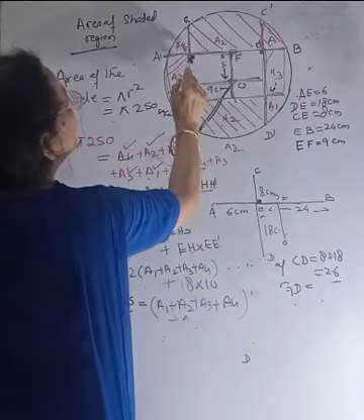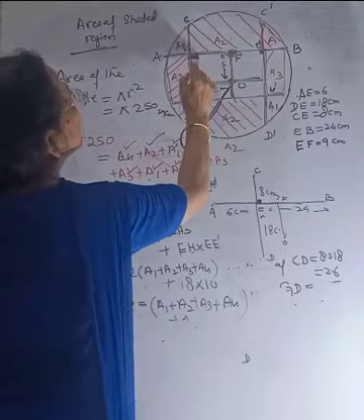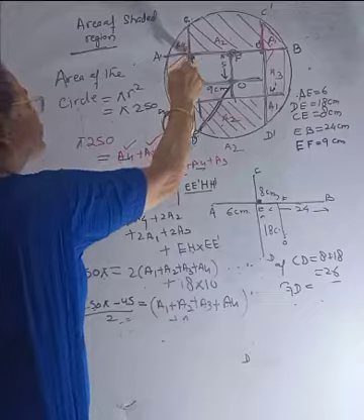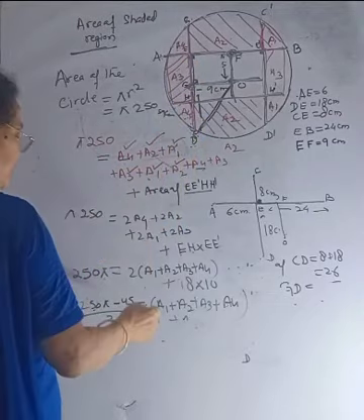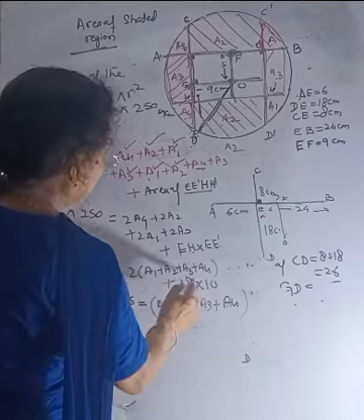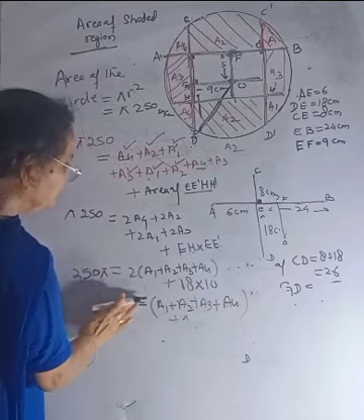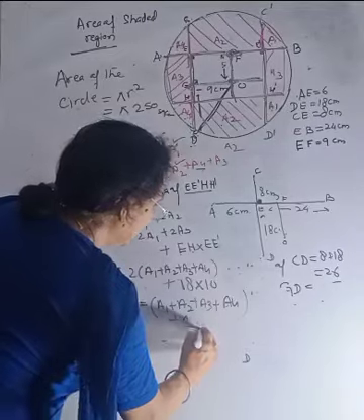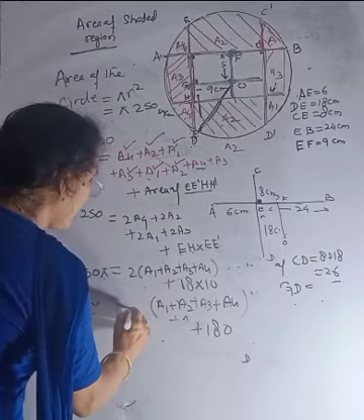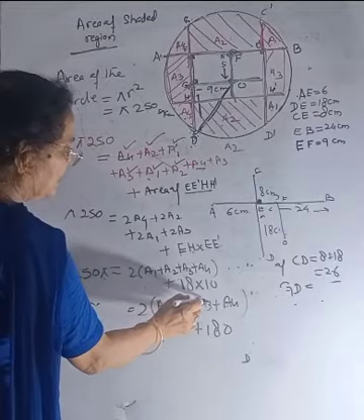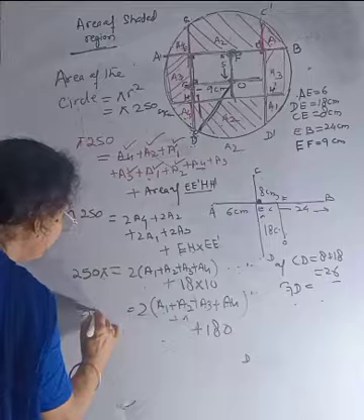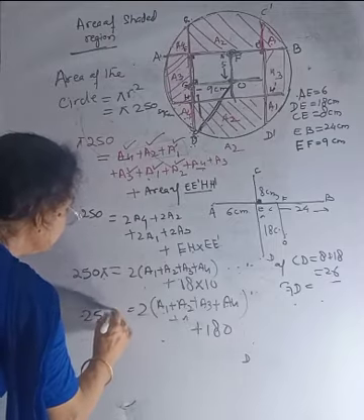Sorry for the mistake, because this is just the half point. So this is 9, then this will be 9. This we have calculated as 5, which means this total will be 10. So in place of 9 we have to write 18, in place of 5 we have to write 10. So it will be equal to 2 times A1 plus A2 plus A3 plus A4 plus 180. This will be equal to 250 pi.